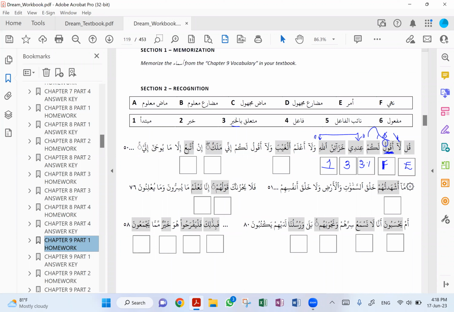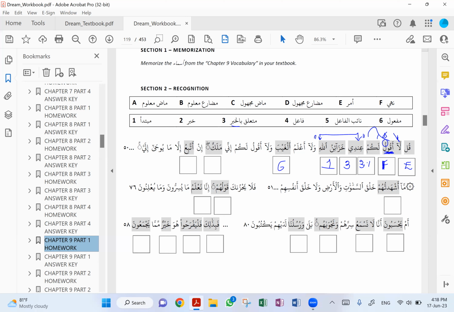Okay. And then we have ولا أعلم الغيب. What do you guys think? What is الغيب? مفعول. Yes. So this is definitely a مفعول because you have a فعل, أعلم is a فعل and you already know the doer is أنا أعلم.